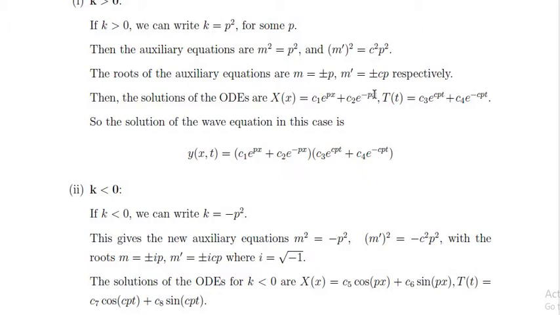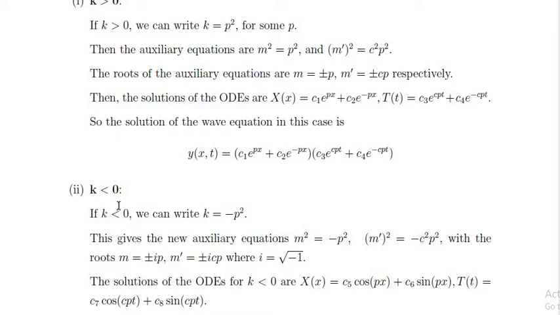Then the solutions of the ODEs are X = c1 e^(px) + c2 e^(−px), T = c3 e^(cpt) + c4 e^(−cpt). So the solution of the wave equation, which is the product of X and T, becomes y(x,t) = (c1 e^(px) + c2 e^(−px))(c3 e^(cpt) + c4 e^(−cpt)).